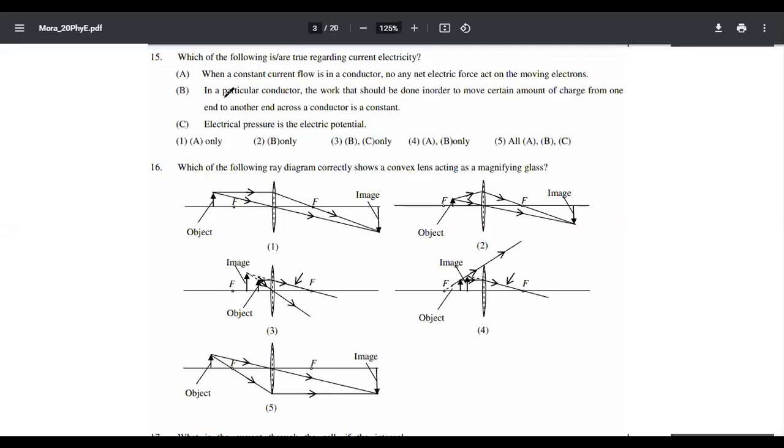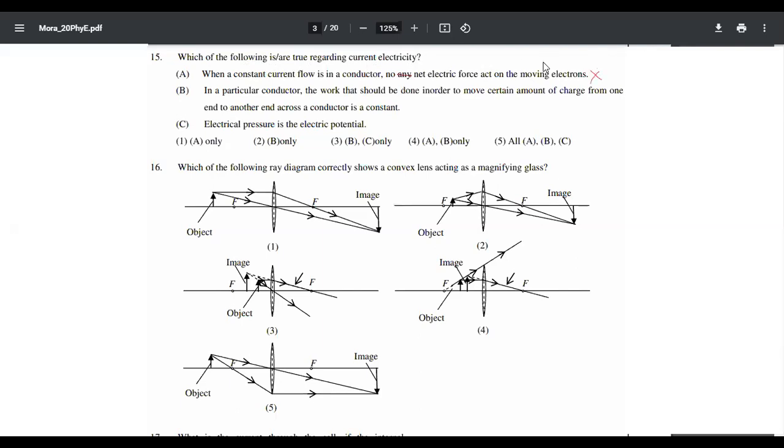Let's get back, let's start the 15th fresh. Which of the following is true regarding current electricity? When a constant current flows in a conductor, no net electric force acts on the moving electrons. I said that is not accurate. That's wrong. The reason is this, people.